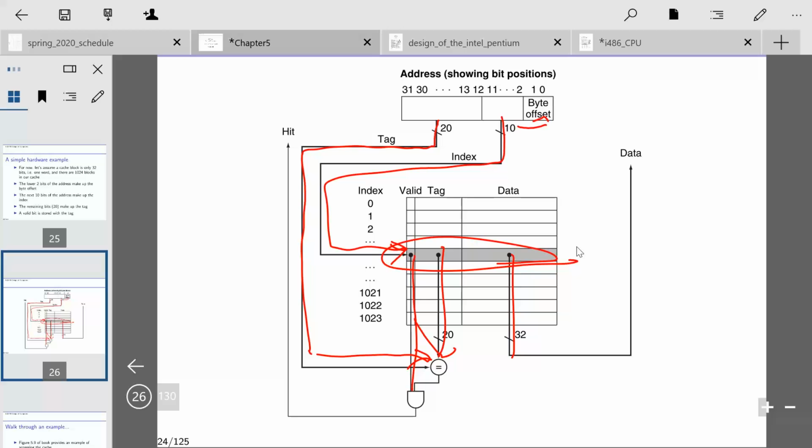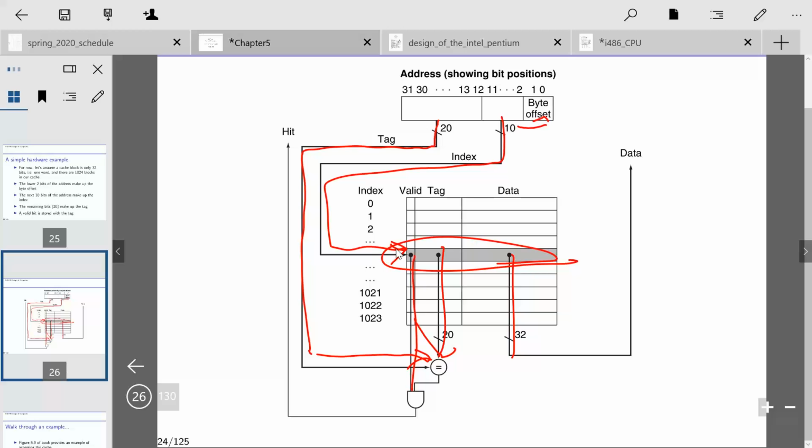So when a cache is first started up, all of the valid bits are cleared to 0, and then as we bring data in, we set those valid bits to 1. And as we talk about with cache coherency and some other things, there are things that may happen while the processor is running that cause cache lines to be invalidated. The way we invalidate a cache line is we just set that valid bit to 0.